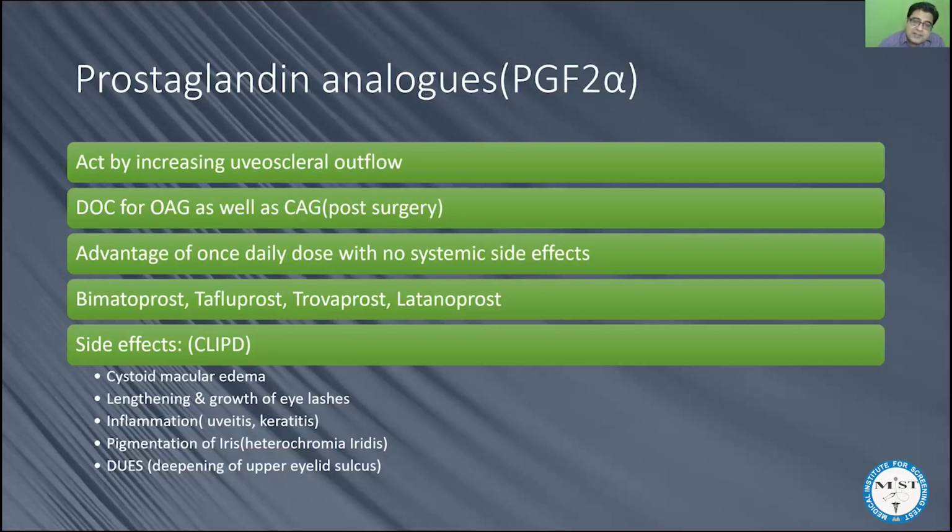Number two, these medicines can cause lengthening and increase the number of eyelashes. So please remember, prostaglandins are vasodilators. These medicines can improve the blood supply of eyelashes. So the hair follicles of eyelashes, their blood supply is improved. So these hair follicle cells will start multiplying. That will lead to increased length and increased number of eyelashes.